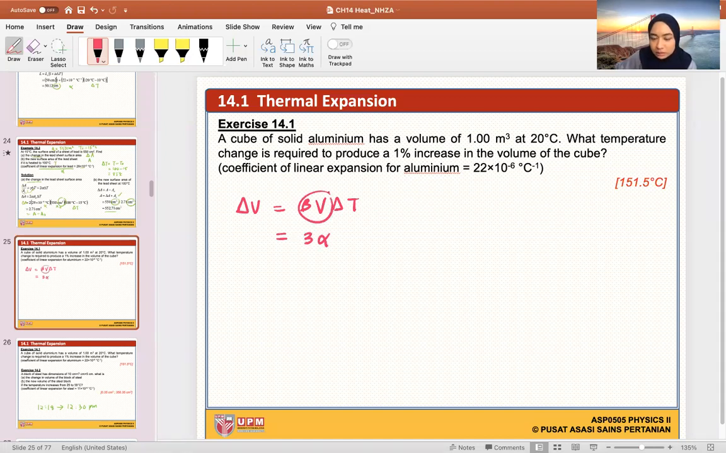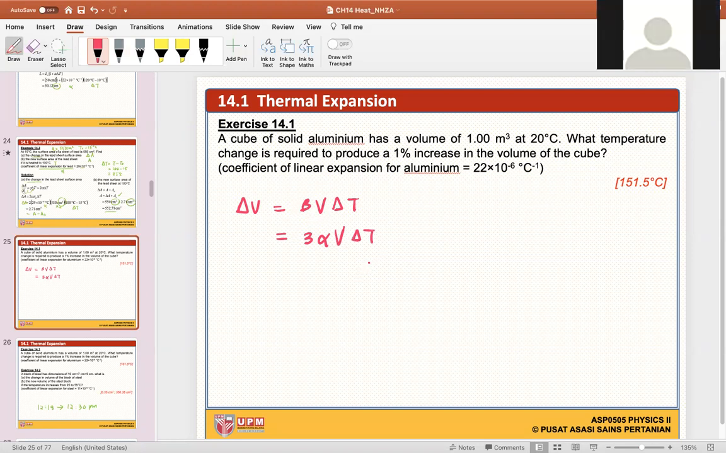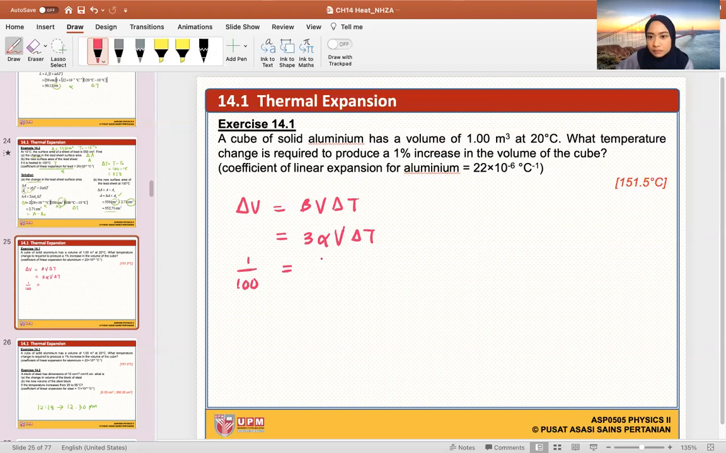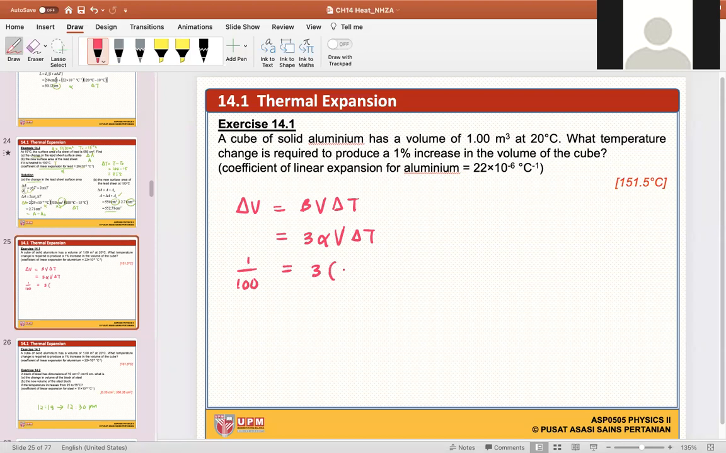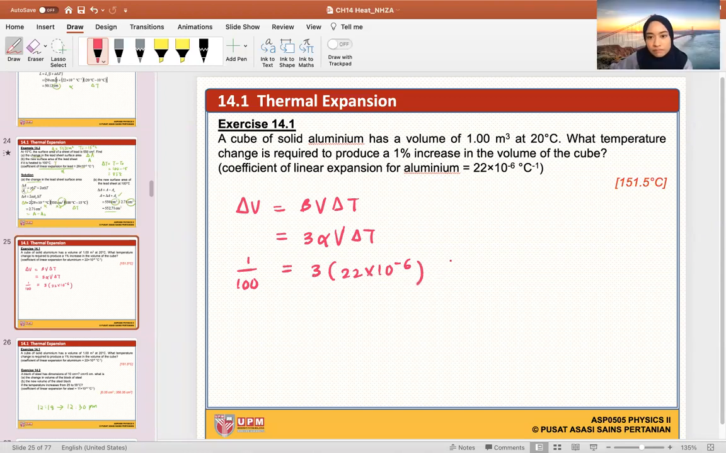Awak cakap beta V ni macam ni ke? Ya, 3 alpha V. Oh, 3 alpha V, okay. 3 alpha V delta T. Betul? Lepas tu saya masukkan nilai semua. Yang 1% tu saya jadikan 1/100. Equals to 3, dan dalam kurungan 22 darab 10 kuasa negatif 6. Lepas tu delta T.